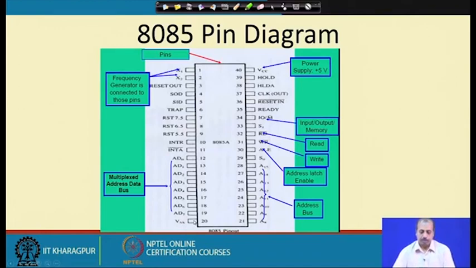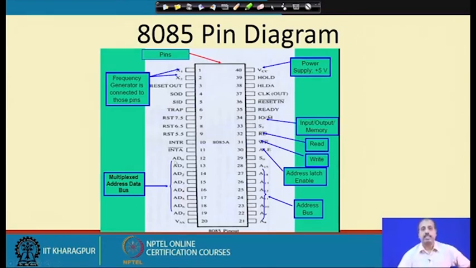Other important pins, if you want to see, are the address bus. This is A8 to A15, a higher order address bus, and these pins AD0 to 7 will constitute the lower order address bus.